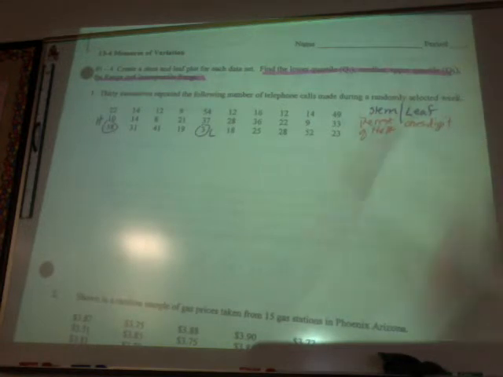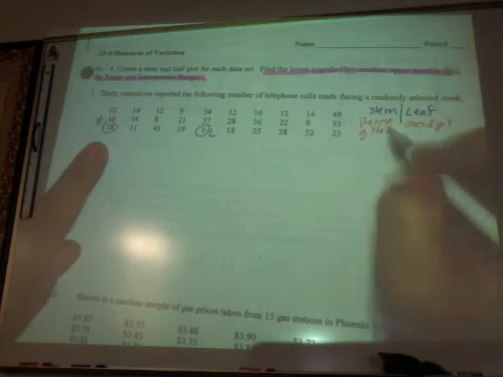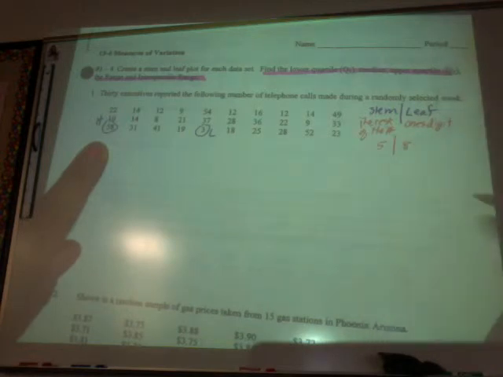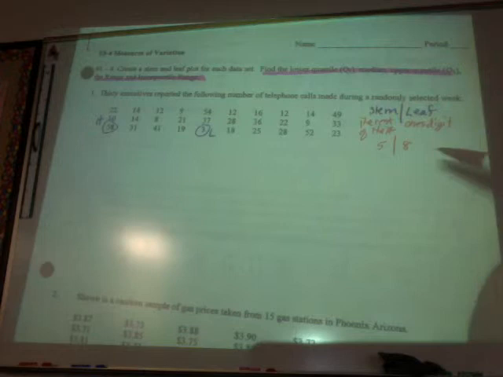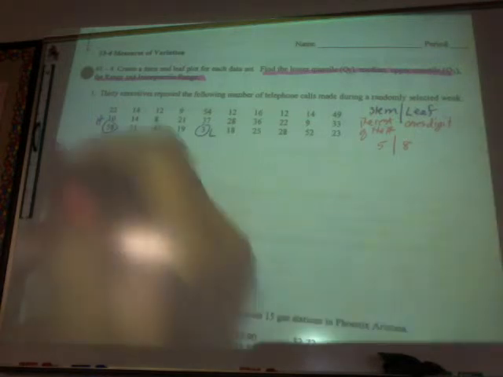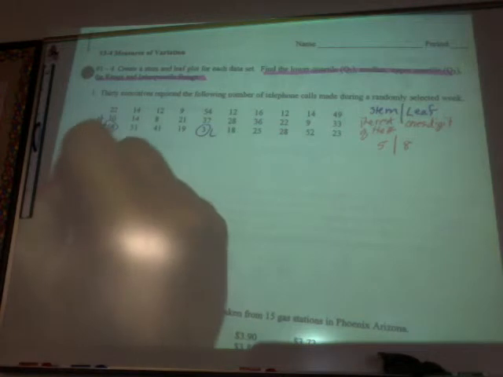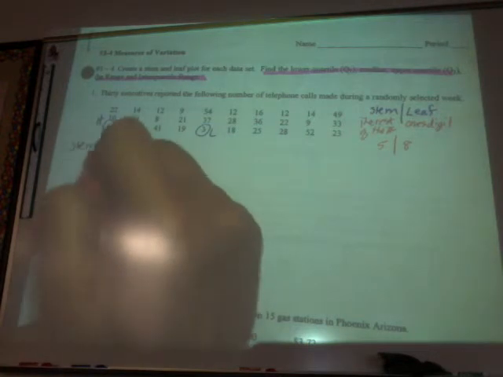So for example, if I'm going to cut 58, you're going to have a 5 for the stem, and then you're going to have an 8 for the leaf. Your leaves have to go in order from smallest to largest. So here's what I would start off with. We're going to have our stem over here.